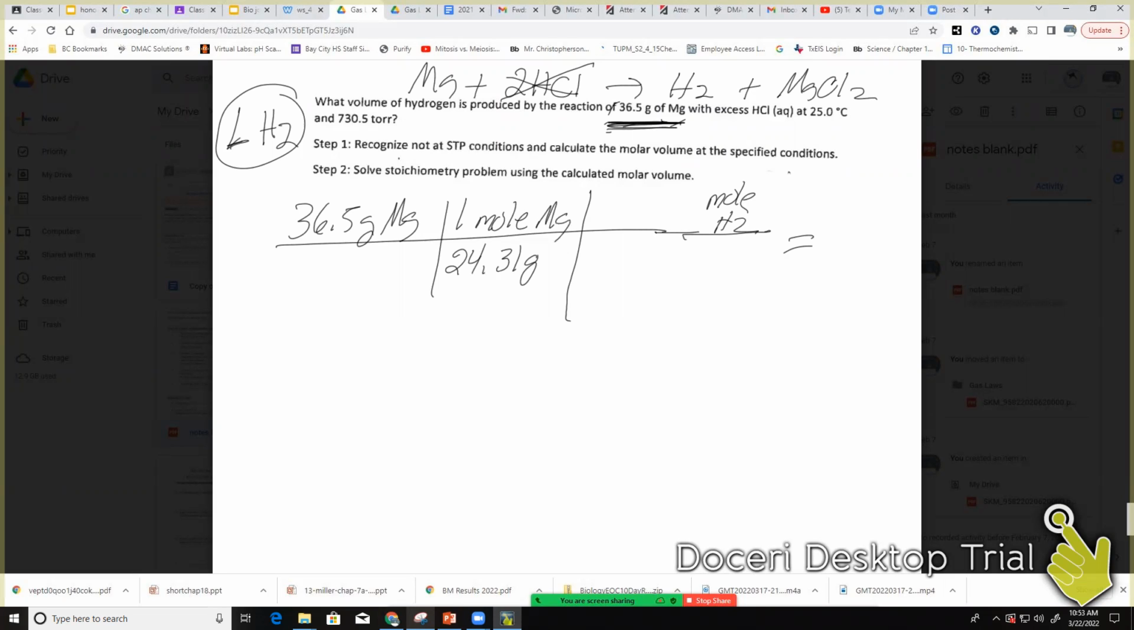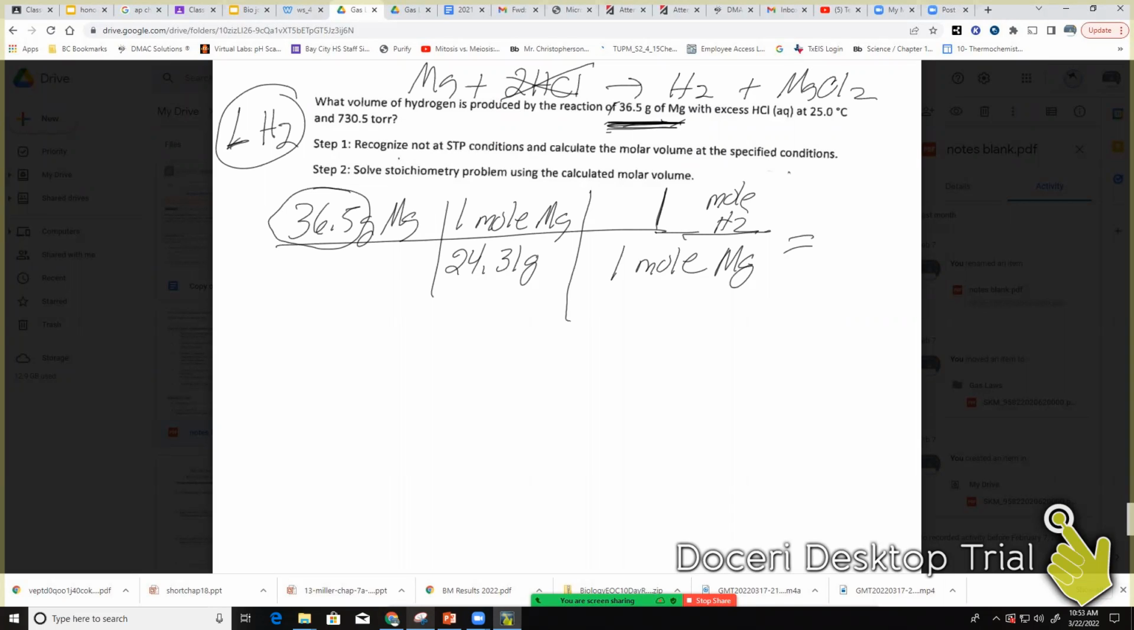And to get from moles of my known to moles of my unknown, I'm going to use my mole to mole ratio, which neither one has a coefficient. So 1 mole of magnesium per 1 mole of hydrogen. All right, I'm eventually going to need 3 sig figs. So I want to be sure I keep this answer at 3 sig figs when I do this side calculation. Some people are going down to like 2 or 1 sig fig here, and then it messes you up later.